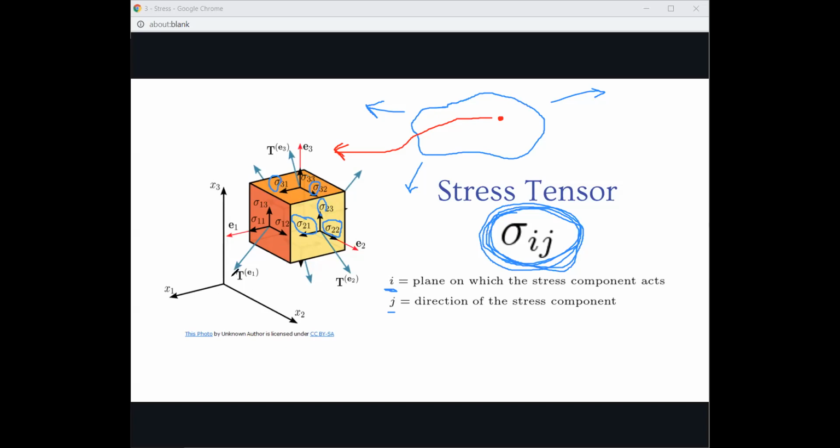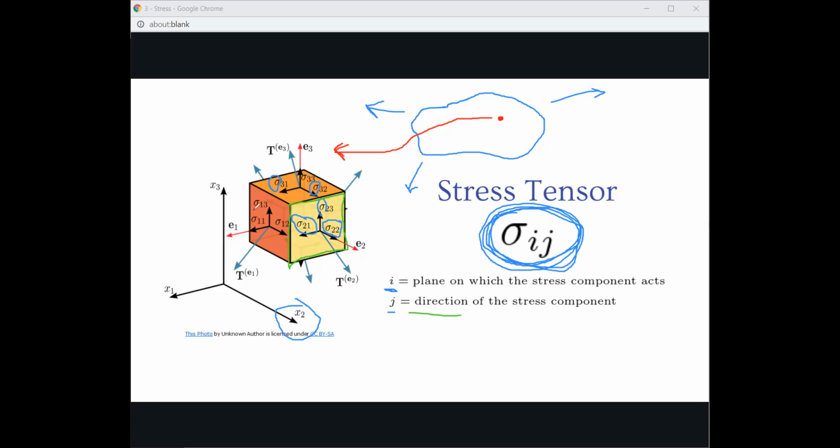The plane 2 is perpendicular to the x2 axis. So this is the x2 axis, okay? Yan. That is the x2 axis. This one. And the plane perpendicular to the x2 axis is this plane. So as you can see, it acts on plane 2. And the direction of the stress component is directed along x2. So pareha sila ng pino-point out.